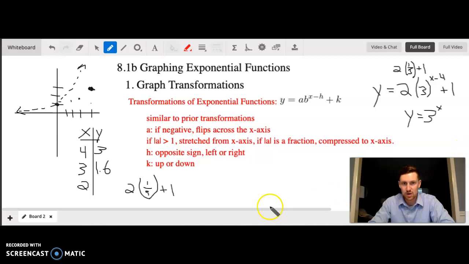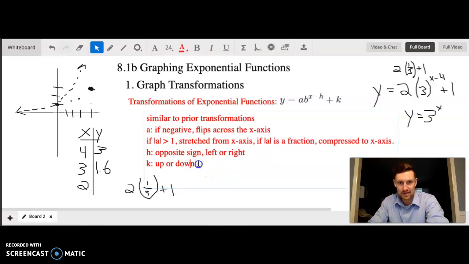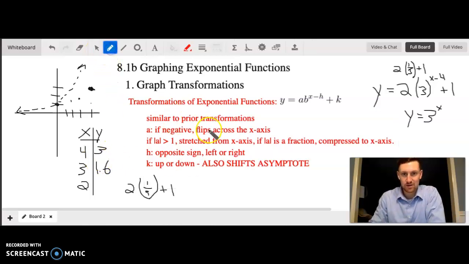Okay? Here's one note that you want to make a note of, and I'll probably go back and type this in the definition. Okay? Is that the k value also shifts the asymptote. So in other words, because of this plus 1 over here, my whole graph is moving up 1. So notice here when I plotted my points, I got 11 over 9, so 1 2/9. That's like 1.2-ish.